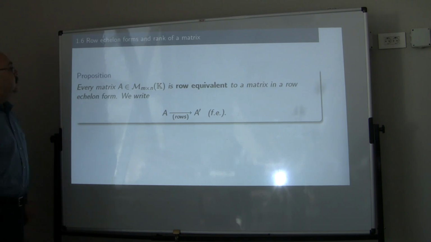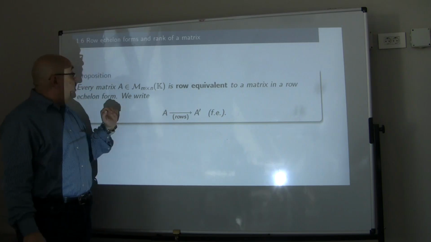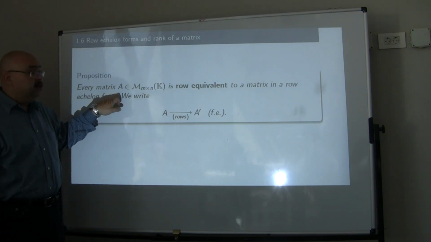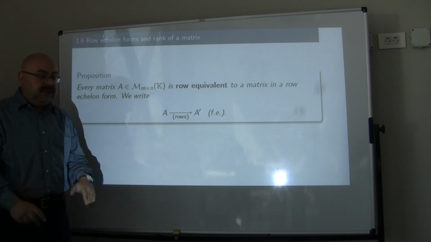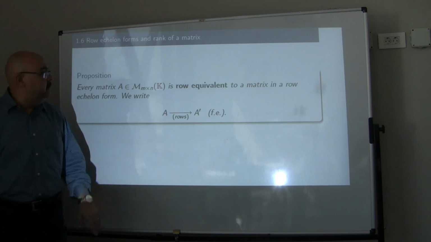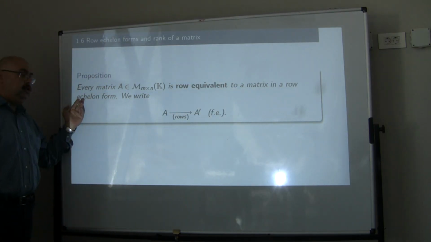Okay? By the end of the previous lecture, we went through what's called the echelon form. Every matrix A of number of rows m and number of columns n, with any numbers whatsoever, is row equivalent to a matrix in row echelon form.